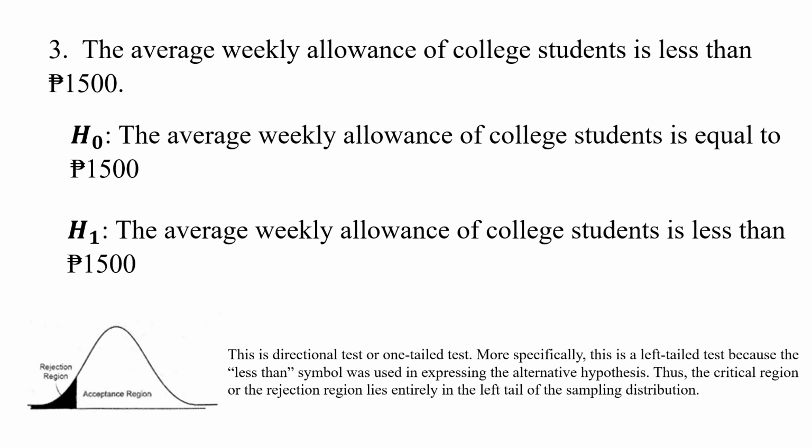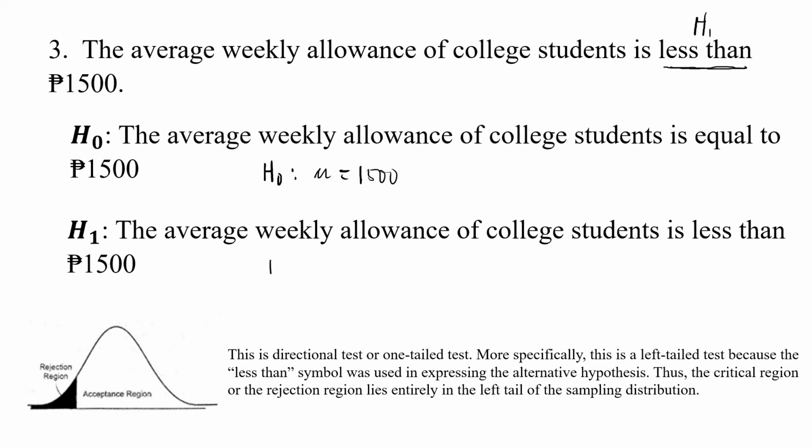Okay, next example. The average weekly allowance of college students is less than 1,500. Okay, so ano yung sabi ko kanina? Sino yung gumagamit ng less than sign? That is the alternative hypothesis. So, ang gagamitin natin kay alternative hypothesis is less than sign. Okay, so now let's state the null hypothesis or H sub 0. Okay, so yung mean is equal to 1,500. Again, null hypothesis always contains equality.